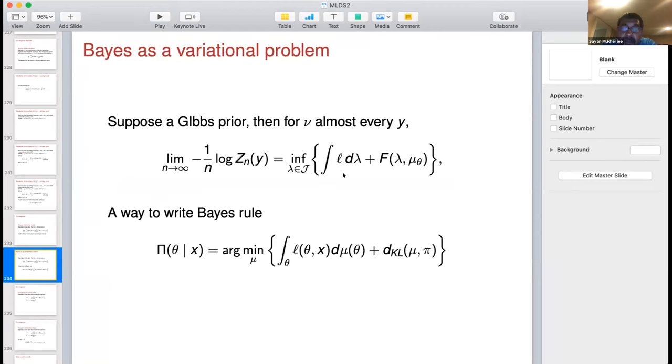Now, if our data were IID, one way you can write Bayes' rule, which is your posterior given your data, is look at the loss, look at the KL divergence with respect to your prior, and give me back the distribution that's going to minimize my loss and be as close as possible to pi, right? And so again, this is Bayes' rule written as a variational problem. And if you stare at that, this is the exact dynamics analog of this, okay?